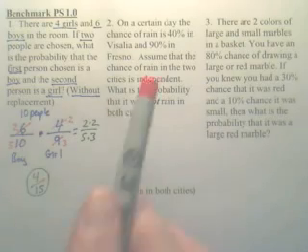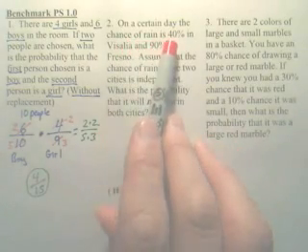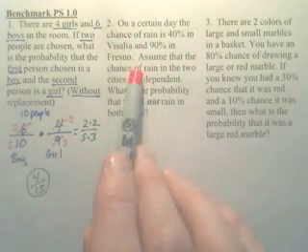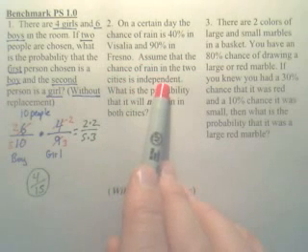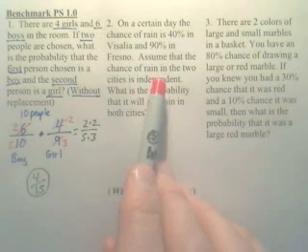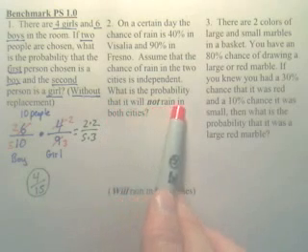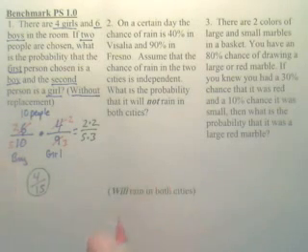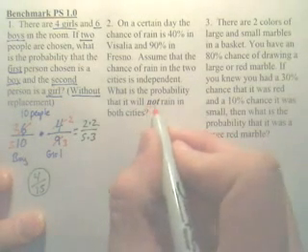Number 2. On a certain day, the chance of rain is 40% in Visalia, but 90% in Fresno. Assume that the chance of rain in the 2 cities are independent. That's important. What is the probability that it will not rain in both cities? Now when you hear the word both cities, is that an and or an or? Okay. Both cities usually means an and. So it means it's going to not rain in one and the other. Are you good? But you see the word not?